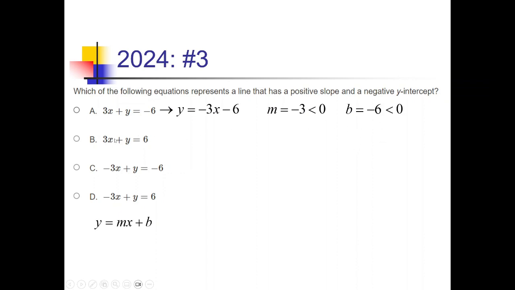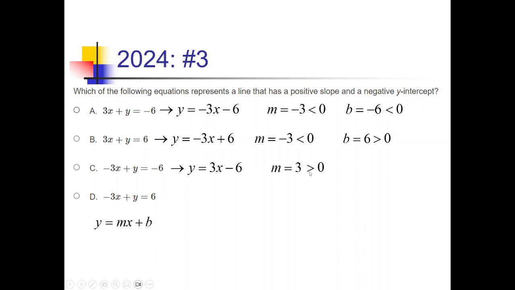Next up, this one we can subtract the 3x to get negative 3x plus 6. Slope is still negative 3, so negative. The y-intercept is positive 6 now, which is positive. And then for this next one, we have 3x being added over to the other side to give us 3x minus 6. Now our slope is positive 3, which is positive. Y-intercept is negative 6, which is negative.